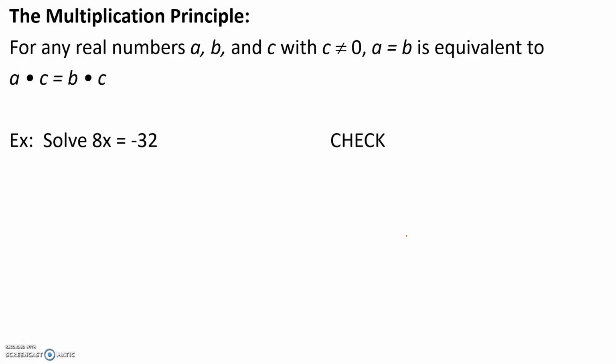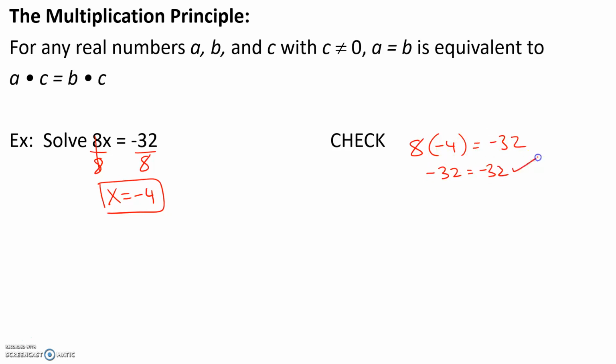Since x is being multiplied by 8, the inverse operation of multiplying is dividing, so we would divide by 8. And we would get x equals negative 4. Let's check to see if this is correct. In the original equation, we would replace the x value with negative 4, and 8 times negative 4 does in fact equal negative 32, so this answer is correct.